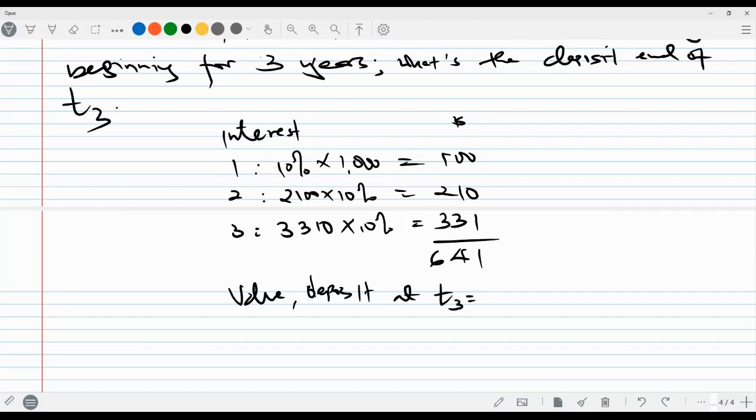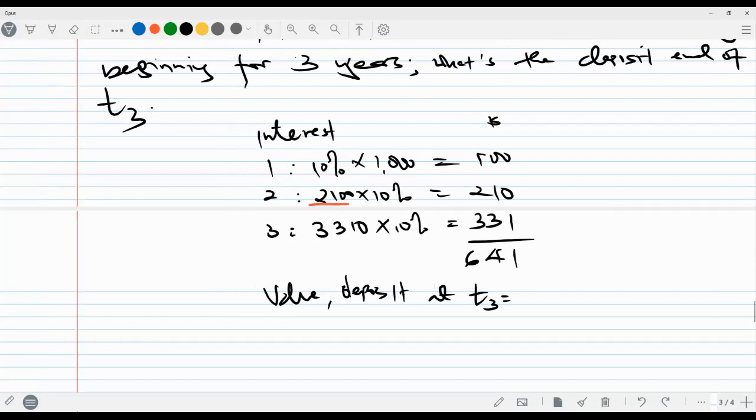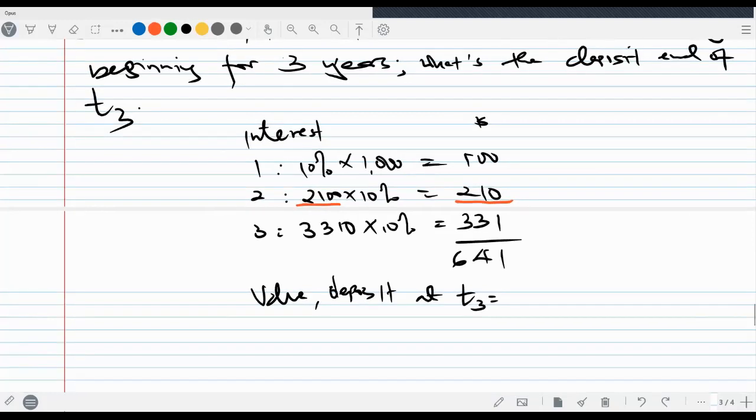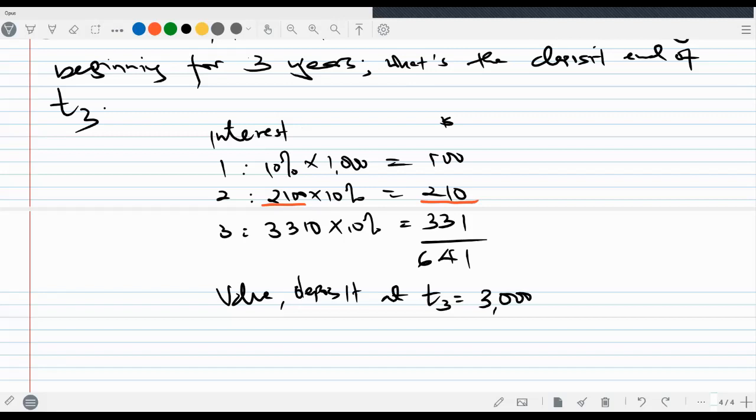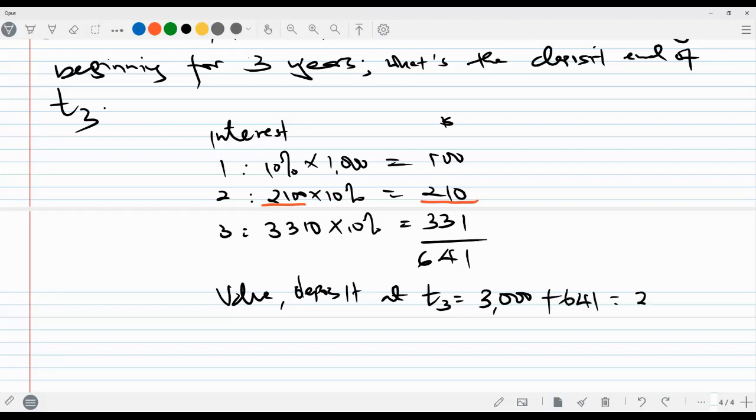Excuse me, sir, isn't it supposed to be 3,210 in year 3? Don't forget, as at the beginning of year 2, we have 2,100, isn't it? Plus 210, what do you get? Plus 1,000, then we get the 310. So we get the total deposit made, 3,000, plus 641, the interest earned. Therefore the value of the deposit at the end of year 3 is that 641.